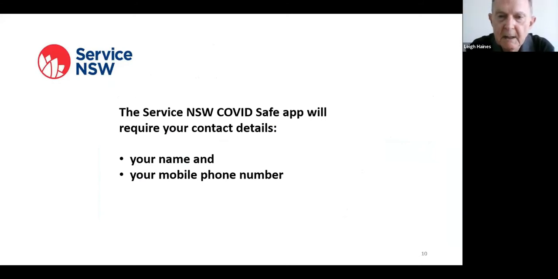Now, the Service New South Wales COVID Safe app will require your contact details. It will require your name and your mobile phone number. And as we discussed before, if you have anybody else accompanying you who doesn't have a mobile phone and you want to add them as dependents, you can add them in a separate screen. It's necessary for you to scroll up and down on the screen sometimes to find all of this detail, because the screens on the phones are relatively small, and the screen detail that comes on these apps is relatively large and quite often too big for the screen to see it all at one time.